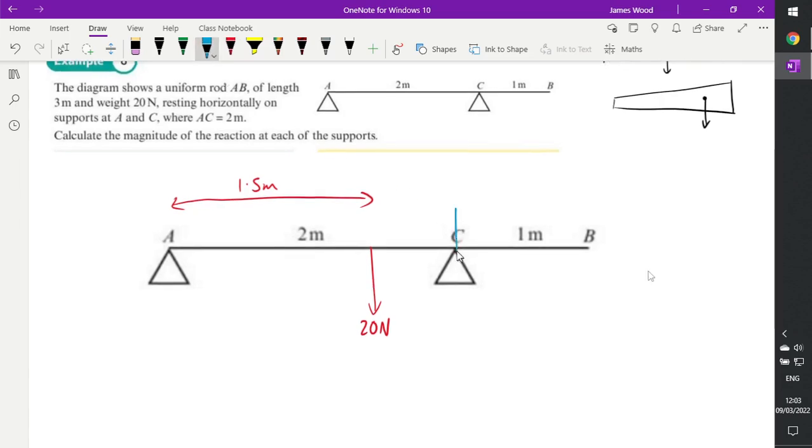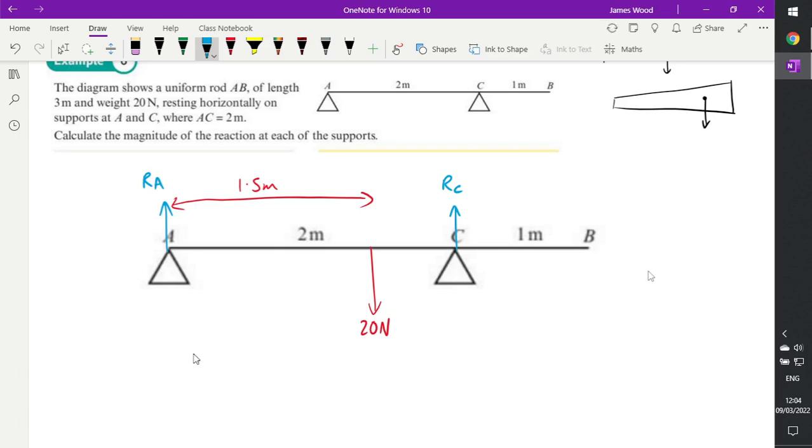So there is a force here. This support is pushing on the plank with a reaction force. I'm going to call it RC. And there is a force on the plank here, a reaction force. That's A, so RA.